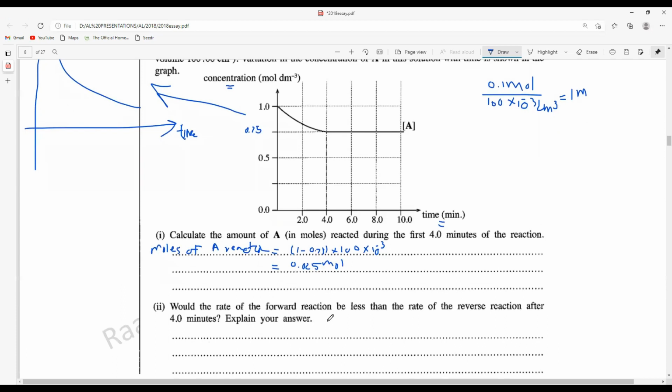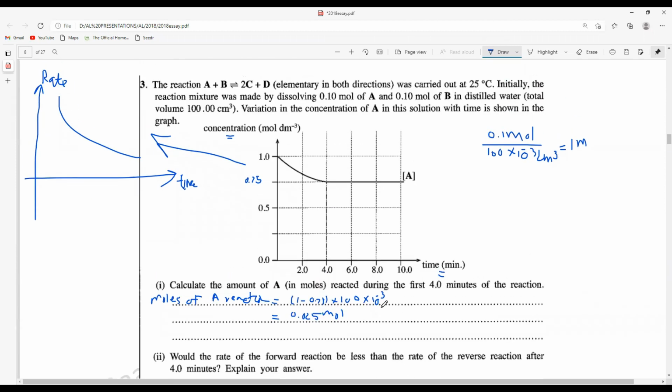Would the rate of the forward reaction be less than the rate of the reverse reaction after 4 minutes? Explain your answer. The simplest explanation is that after 4 minutes the concentration of A does not change, which gives you the idea that equilibrium is achieved. Therefore, the rate of the forward reaction is equal to the rate of the backward reaction, and the rate does not change.